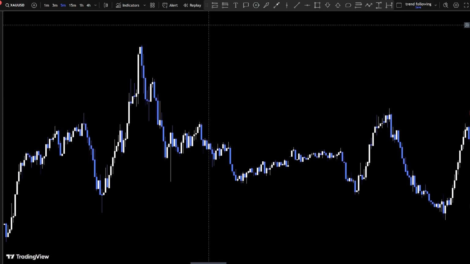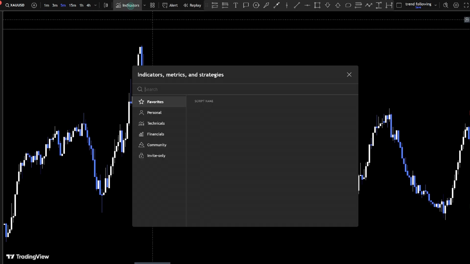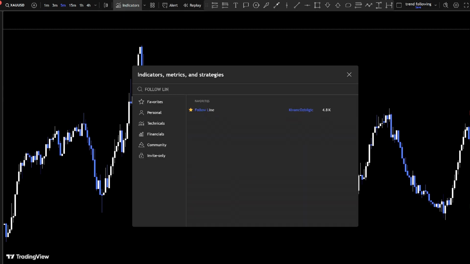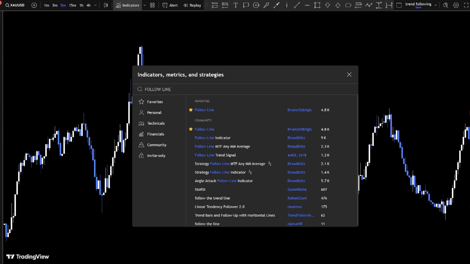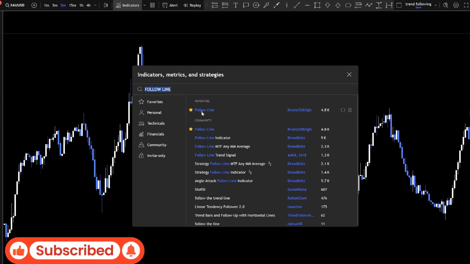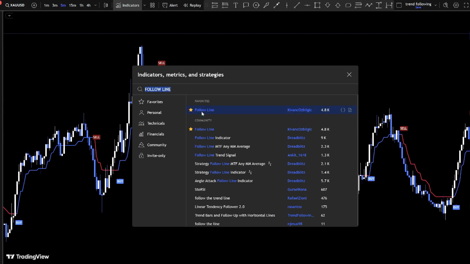Now let's talk about the first indicator we're using in this strategy. It's called the follow line indicator. To add the follow line to your chart, just go to the indicator section in your TradingView platform, type follow line into the search bar, and when it pops up, click on it to add it to your chart. It'll show up right away, and you'll see how it moves with the price.